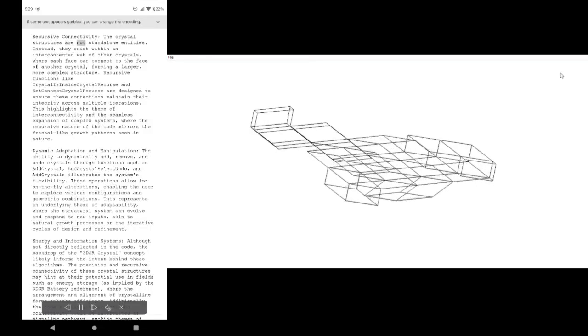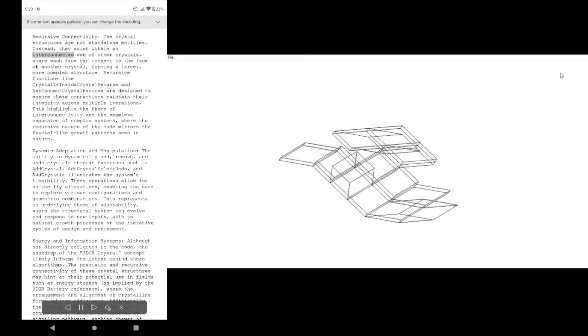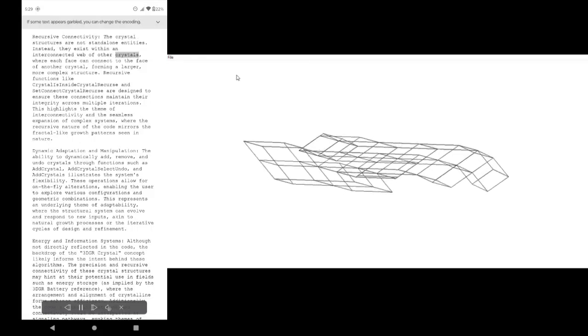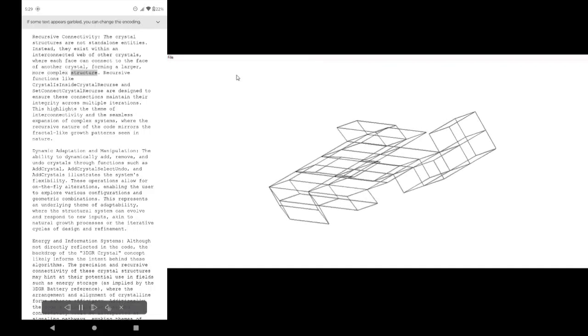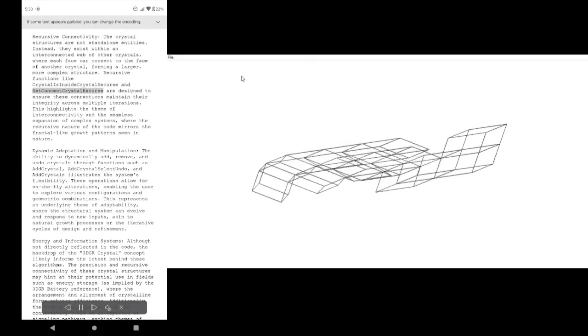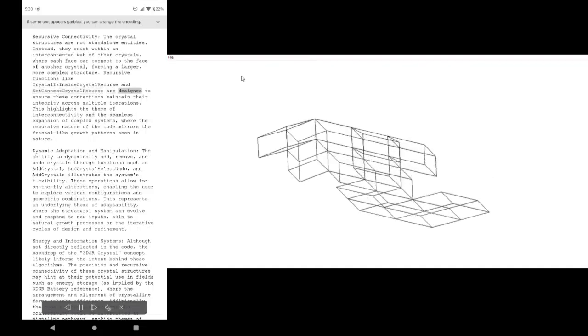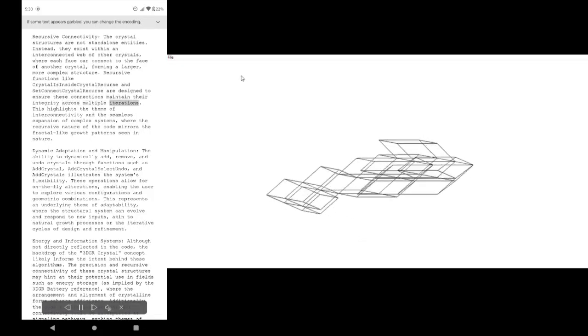Recursive connectivity. The crystal structures are not standalone entities. Instead, they exist within an interconnected web of other crystals, where each face can connect to the face of another crystal, forming a larger, more complex structure. Recursive functions like crystalInsideCrystalRecurse and setConnectCrystalRecurse are designed to ensure these connections maintain their integrity across multiple iterations.